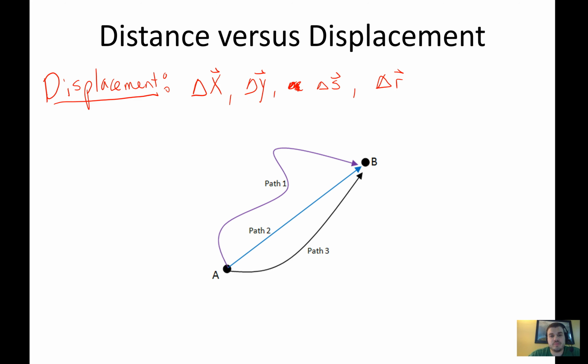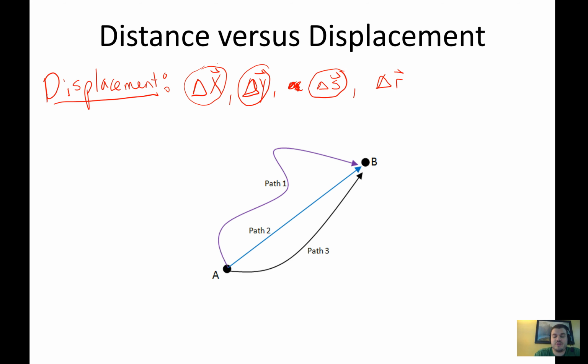So first, the symbol. There are many symbols for displacement. It all depends on your coordinate system. If you're moving just left or right, we use this delta x. If you're moving just up or down, we would use this delta y. Make sure it's clear that's a triangle. In your textbook, it often uses delta s.